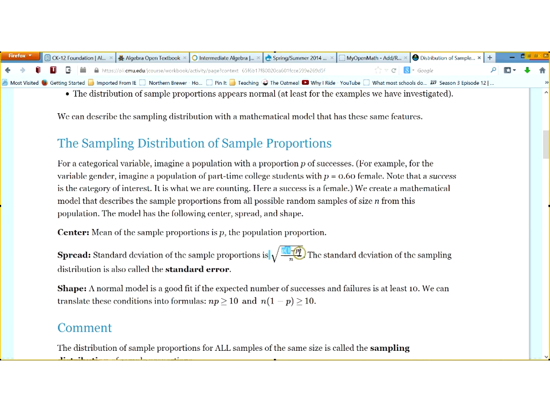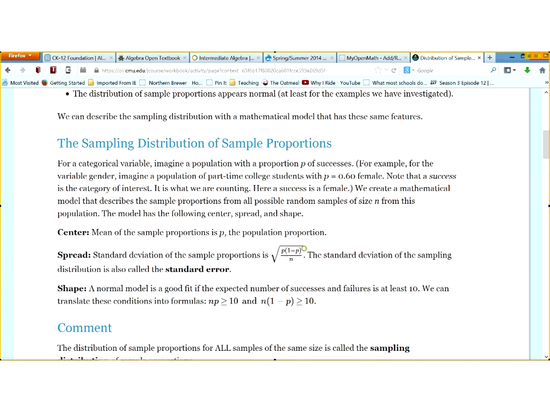The standard deviation is this big formula here, which isn't as bad as it looks. The p is the population proportion. The 1 minus p is the reverse. So in this case, the p would represent the 0.60 or 60% that are female, and 1 minus p would be 0.4 or the 40% that are not female, that are male. These two numbers always add to 1, and you can think of them as the two opposite percentages. And then n is the sample size, so you just multiply together and divide.